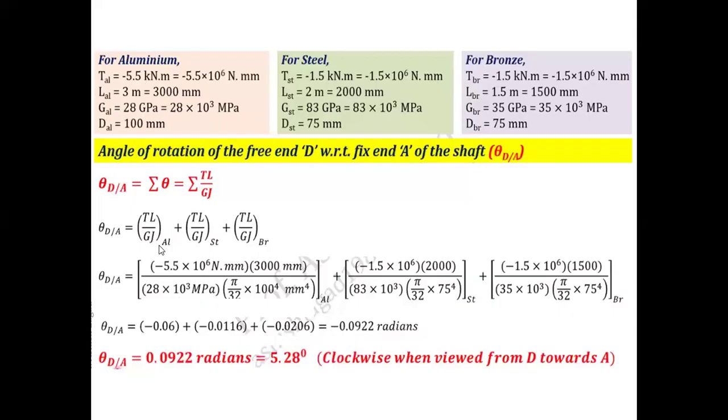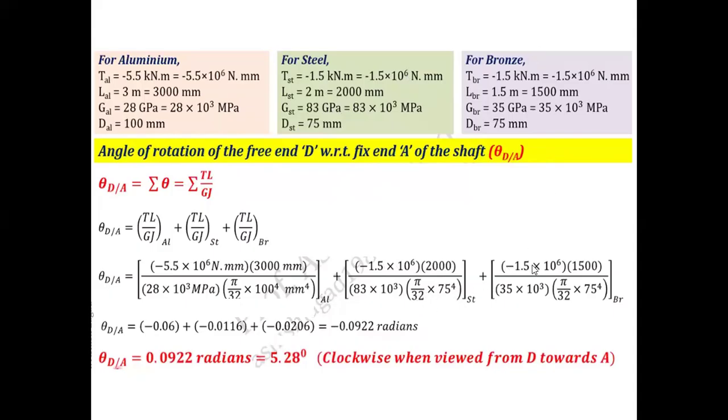J value, polar moment of inertia, pi by 32 d raised to 4, that is pi by 32 100 raised to 4. Plus again we can take torque for second, steel, minus 1.5 into 10 raised to 6 Newton mm, length 2000 mm, then G value 83 into 10 raised to 3 into J value, polar moment of inertia, pi by 32 75 raised to 4.